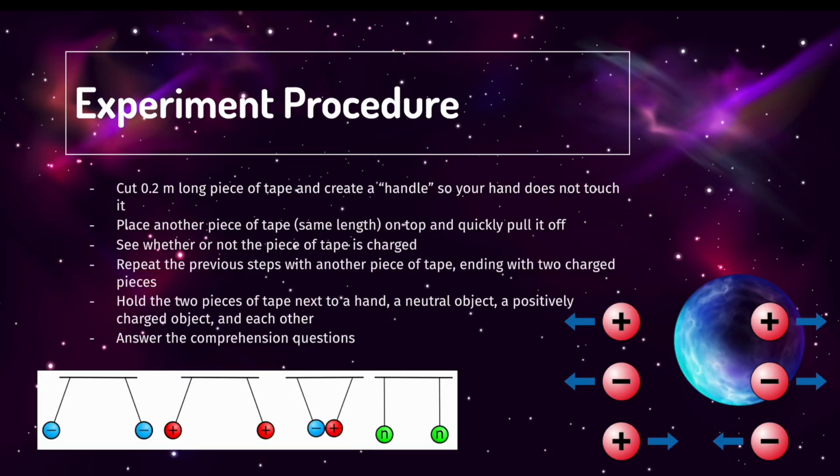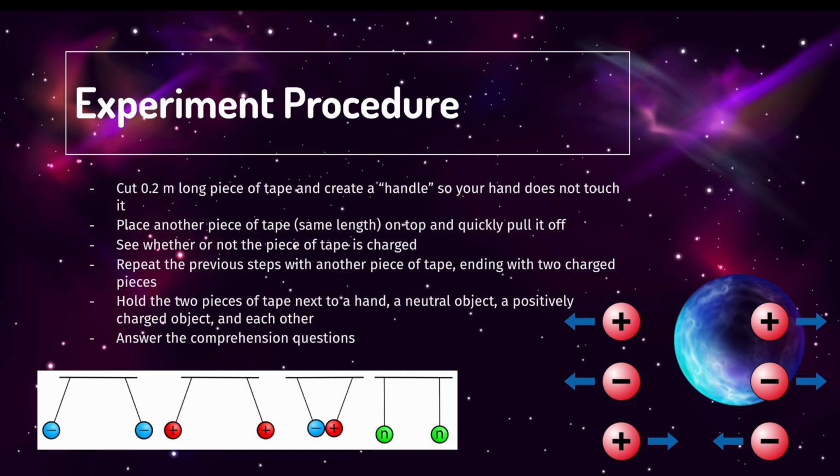So similar. Okay, then once again, just quickly going over the experimental procedure. This was the same as in lab 1, but basically you cut two pieces of tape of similar length and you put them on each other and quickly pull it off. So one of the tapes will be charged. You know if it's charged if you hold your hand near it and it attracts or repels it. And then you do this again so you have two charged pieces of tape.